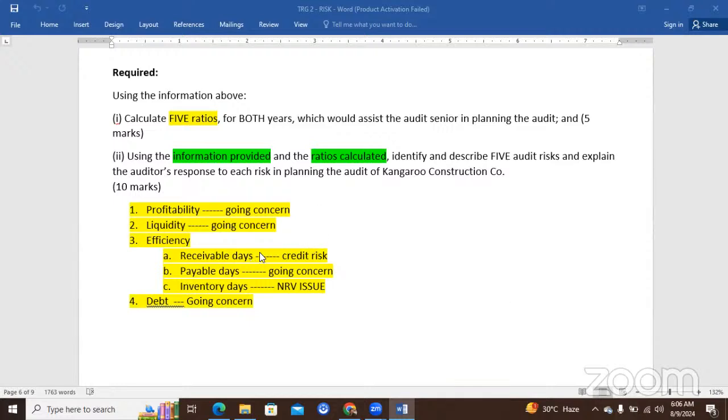If the receivable days are increasing, credit risk is increased. Therefore, a credit risk increase means the provision is to be increased, or else you should write off bad debt. Payable days are increasing means a going concern indicator.